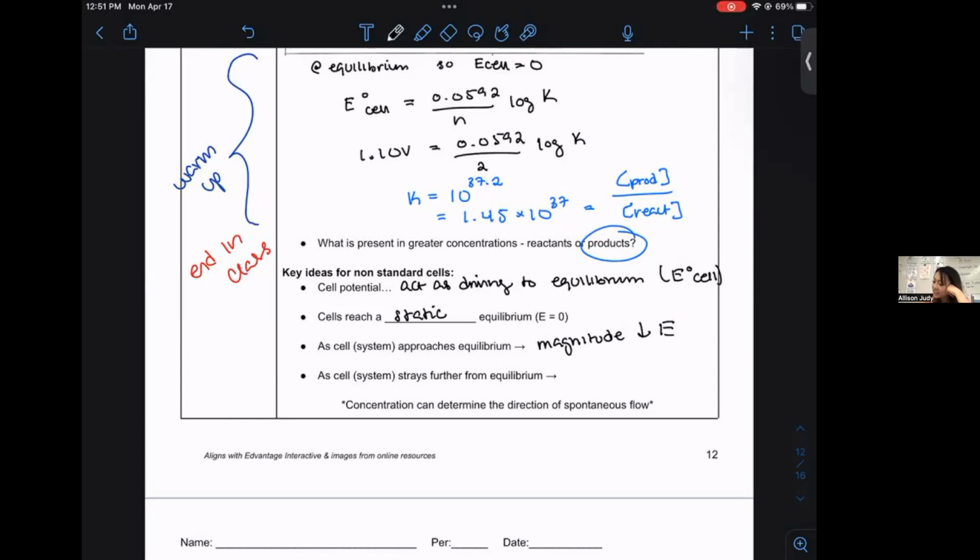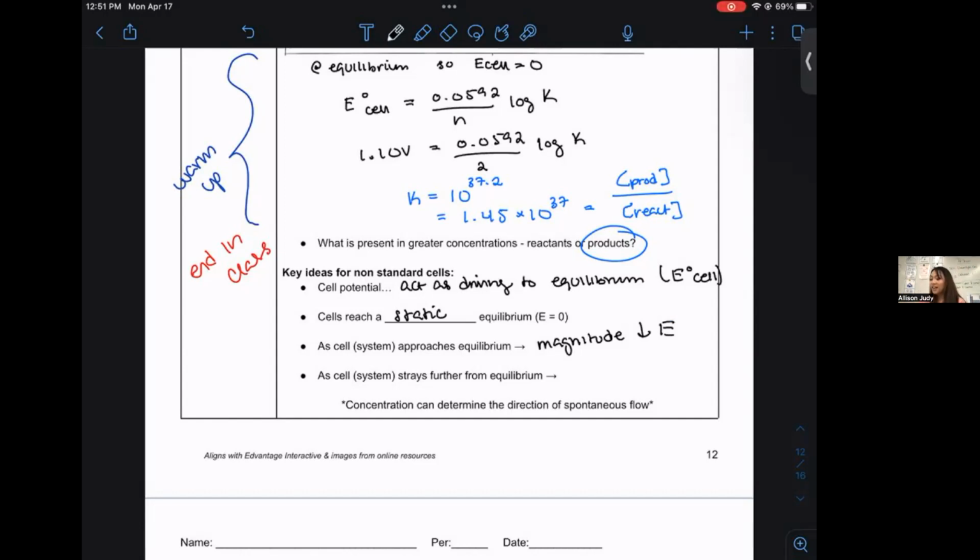Okay, and then as a cell system strays further, wait, could you say that one more time louder? Just because we have a couple people missing. So the cell potential is a driving force to equilibrium, but equilibrium is not the E naught. Equilibrium is an E value of zero when there's no more change, no more cell potential driving the reaction. It's a dead battery. There's no more gap, potential difference, right? Thank you. You can connect it to physics, we don't have to, but yeah.